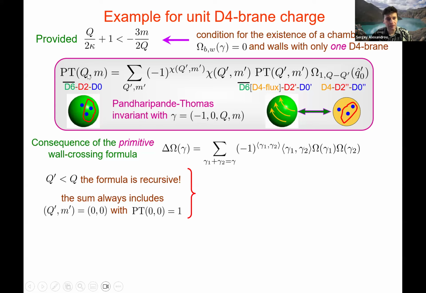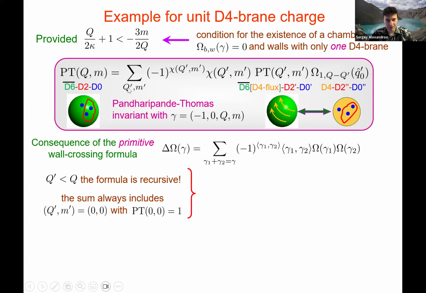And importantly, this does not work for any PT invariant because you need to satisfy this condition that it vanishes in this original chamber. And another condition is that on the way towards the large volume, only bound states with D4 charge equal to 1 appear. This also imposes a certain condition. And so both conditions are encoded in this inequality. So, and then the claim is, if this inequality is satisfied, there is a formula like this.